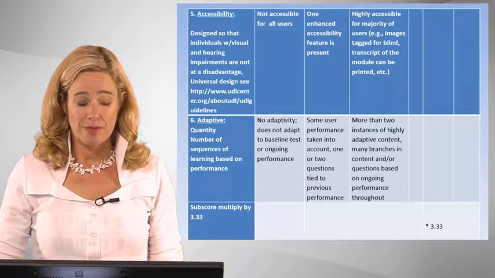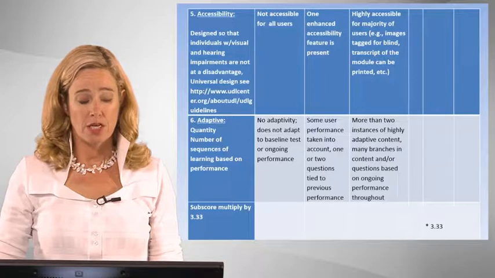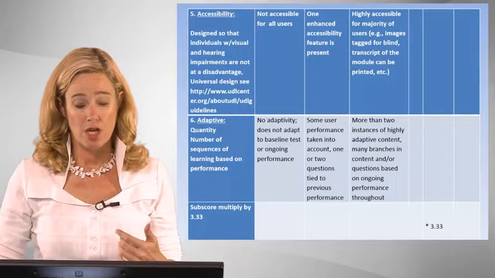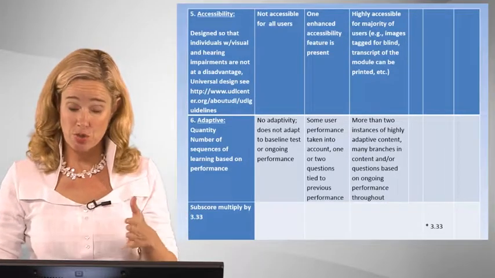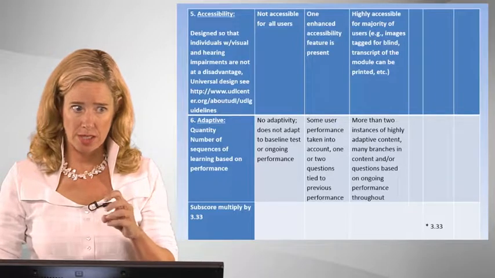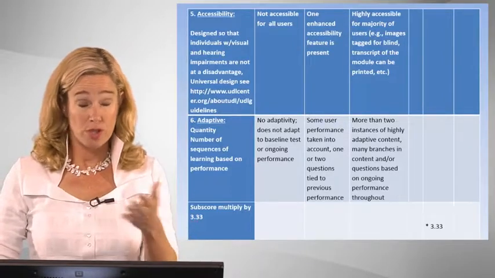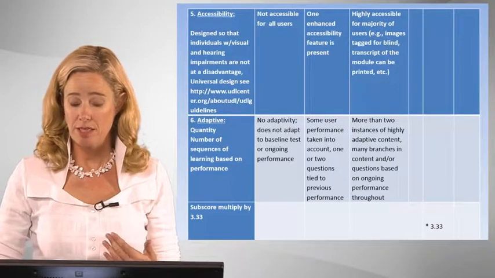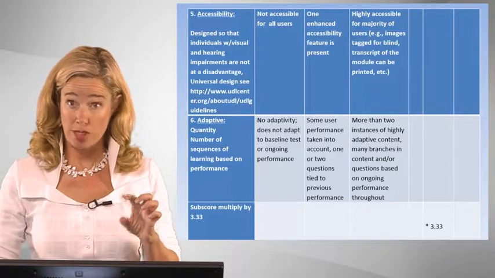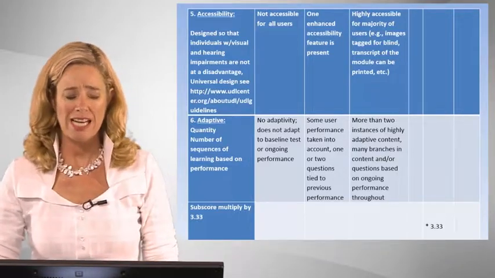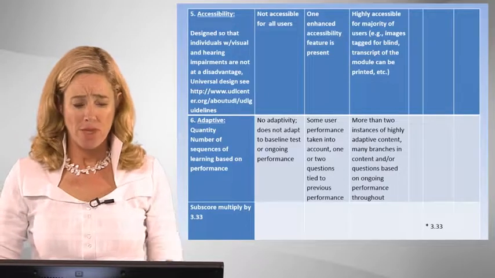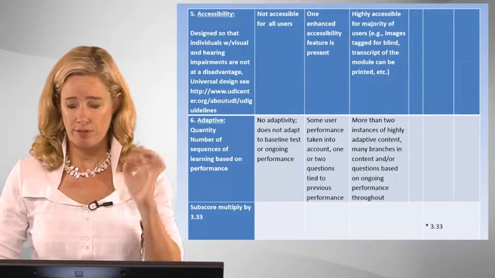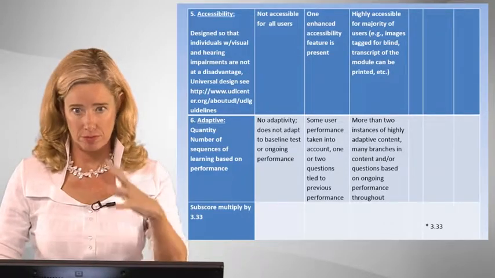Number 6, is it adaptive? And this is again quantity. Are there a number of sequences of learning that are based on performance? So if some user performance is taken into account during the lesson, like how the user did at time t-1, moves to a different branch, then it would get a 1. But if there's more than 2 instances of highly adaptive content, many branches and or the questions are based on ongoing performance, then it would get a 2. And adaptivity is hard to add, we know that. You would take those 6, tally them up for a raw score, and then multiply that by 3.33. All right, that's section 1.